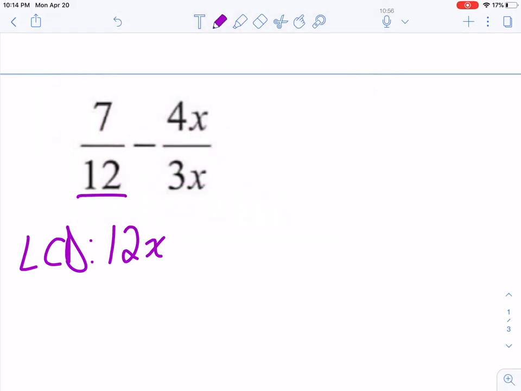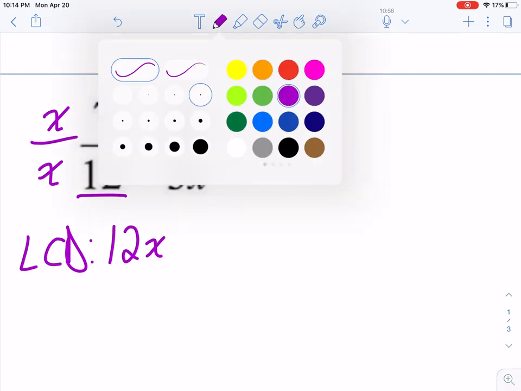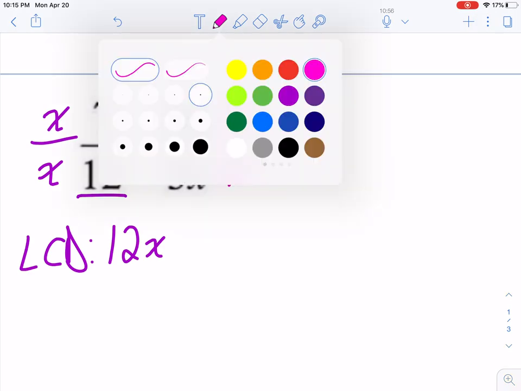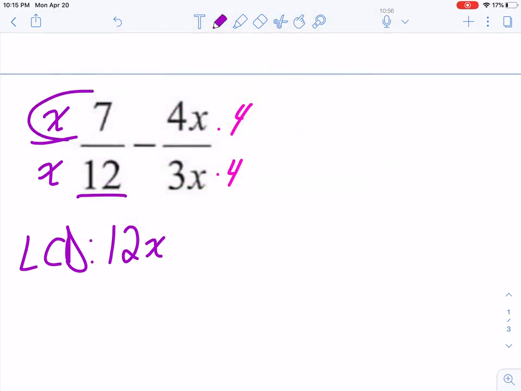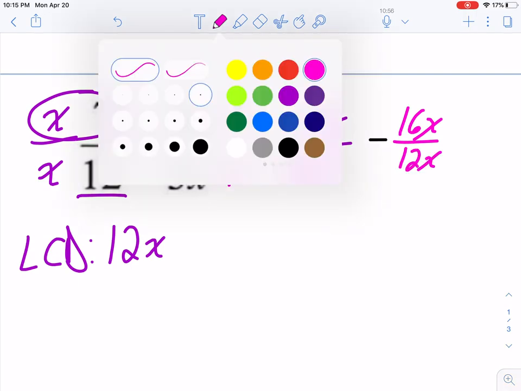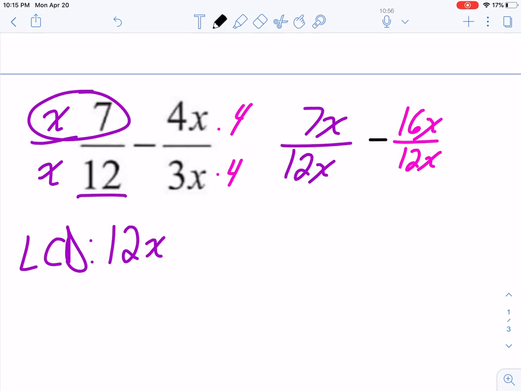in this denominator I already have a 12. So to get from 12 to 12x, I need to multiply this side top and bottom by x. Over here, I've got a 3x, so my x is covered, but I need to get to 12, so I need to multiply top and bottom by 4. So when I do that, over here I get 7 times x is 7x over 12x minus 4 times 4x is 16x over 12x. And then I can simplify down. 7x minus 16x is negative 9x over 12x.